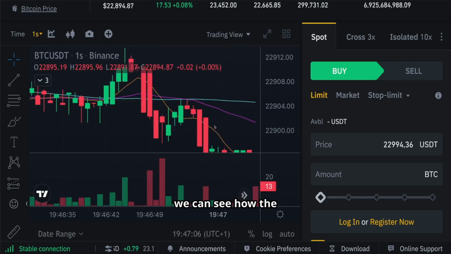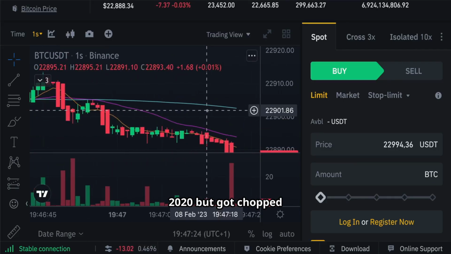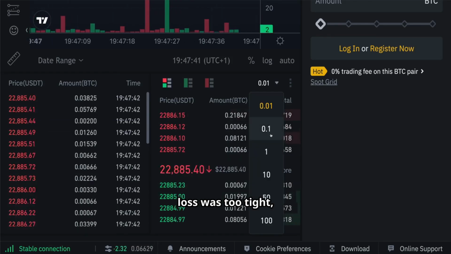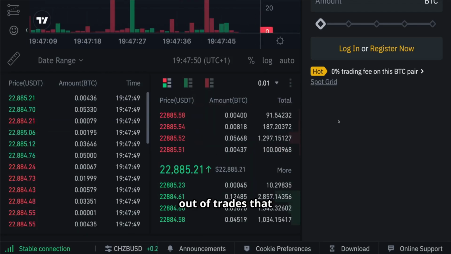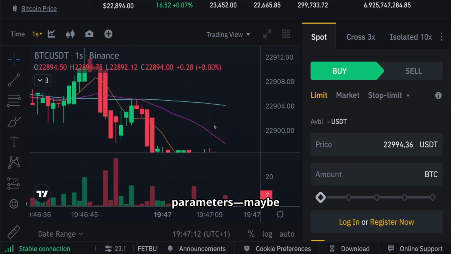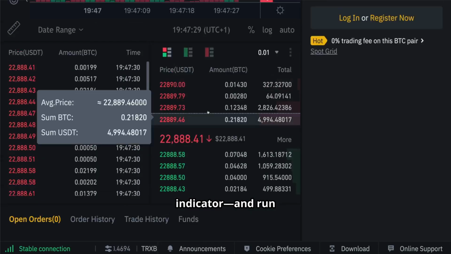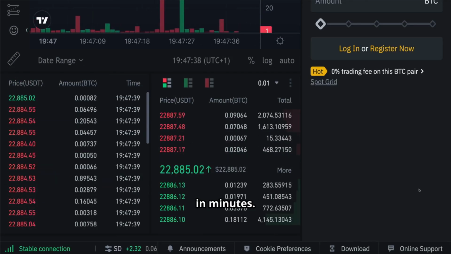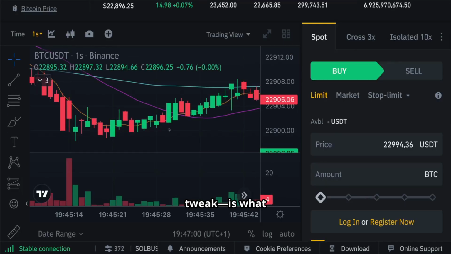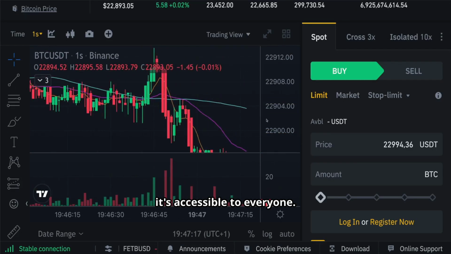Looking at the results, we can see how the strategy behaves. Maybe it did great during the chaos of 2020, but got chopped up in a quiet market. Maybe our 50% stop loss was too tight, and we got knocked out of trades that would have turned into winners. We can then go right back to our canvas, tweak the parameters, maybe change the stop to 60% or use a different indicator, and run the backtest again in minutes. This rapid loop, build, test, analyze, tweak, is what professional quants do all day, and now it's accessible to everyone.